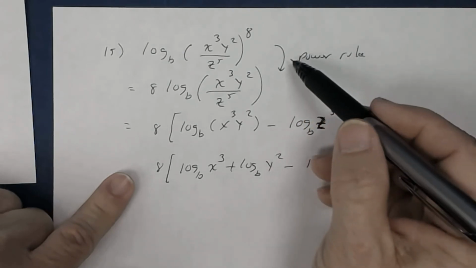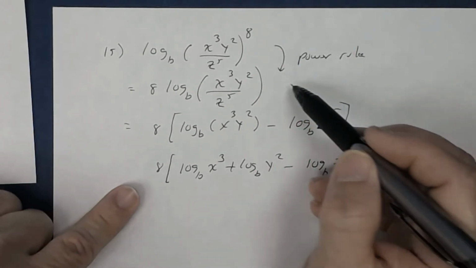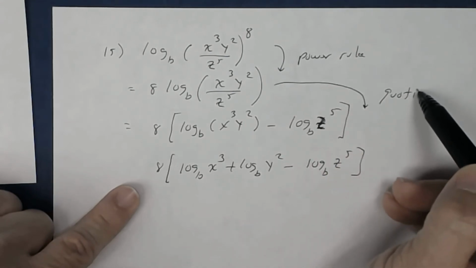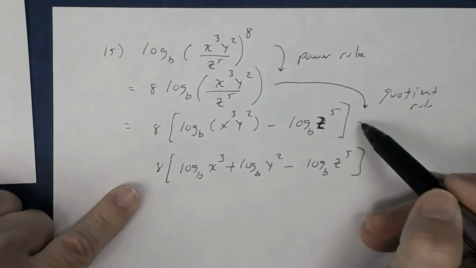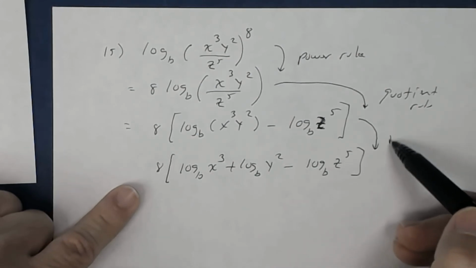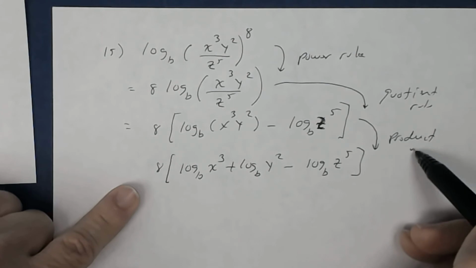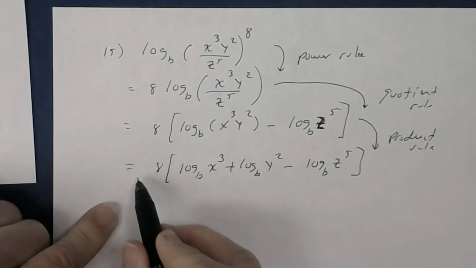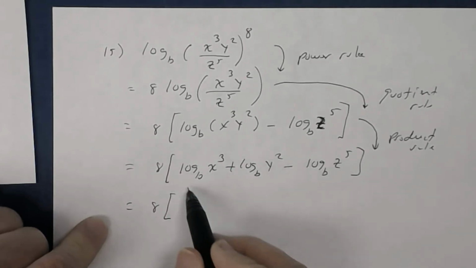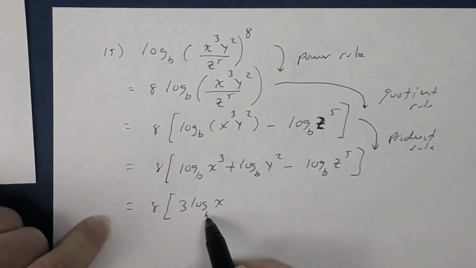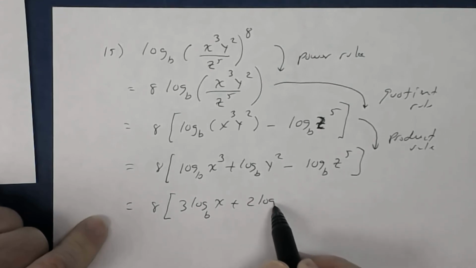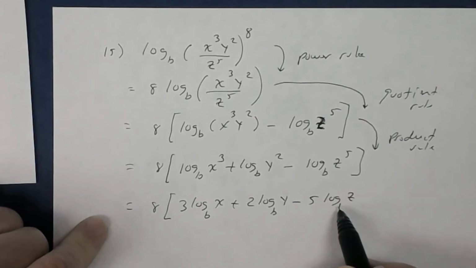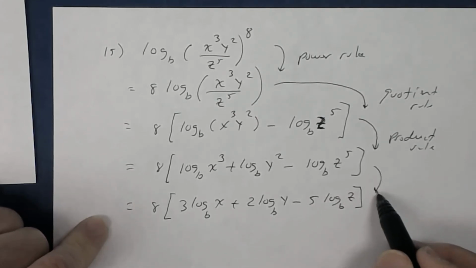So I use the power rule here. Going from here to here, I used the quotient rule, right? And going from here to here, I used the product rule. And do y'all agree I'm going to have to use the power rule again? Okay, so using the power rule again, I get 3 log of x base b plus 2 log of y base b minus 5 log of z base b. So I had to use the power rule again.